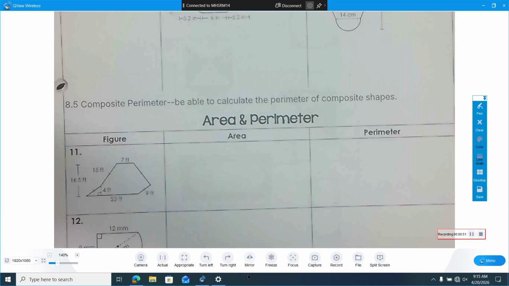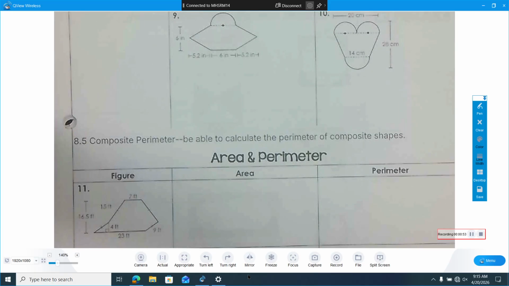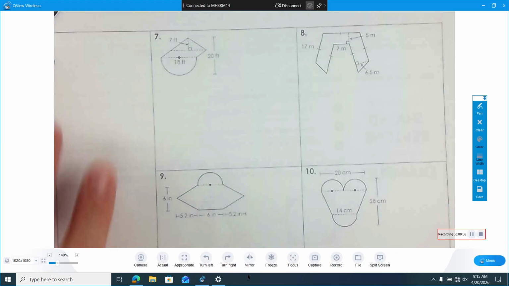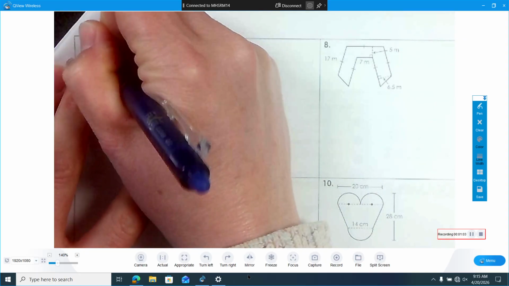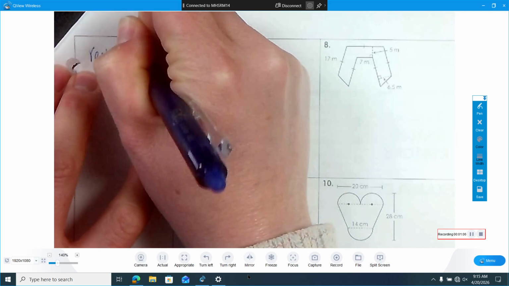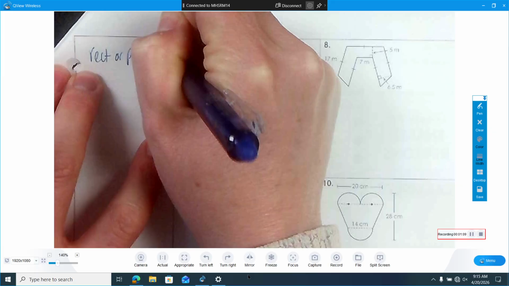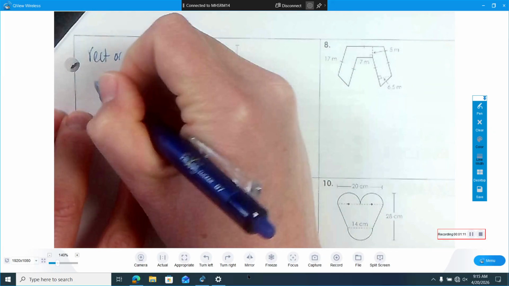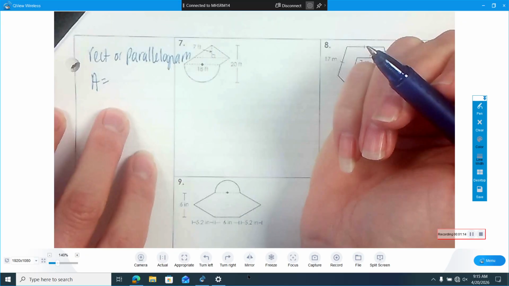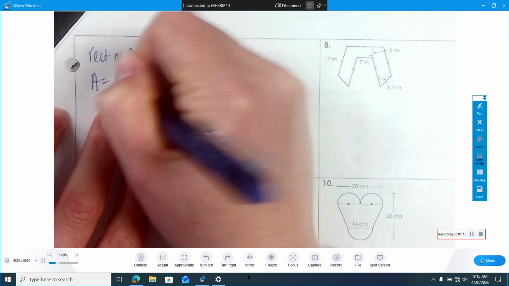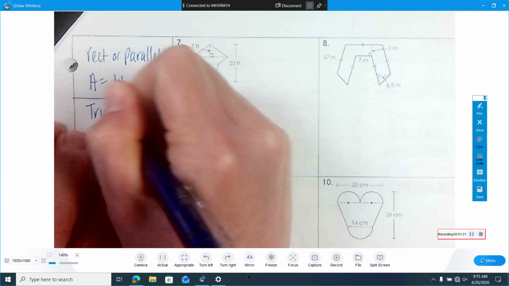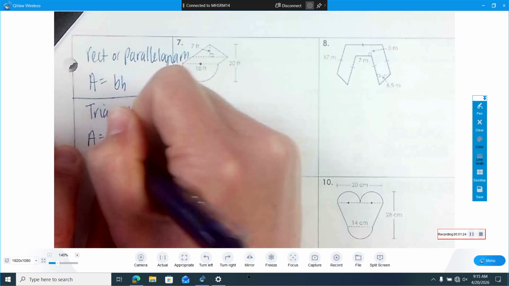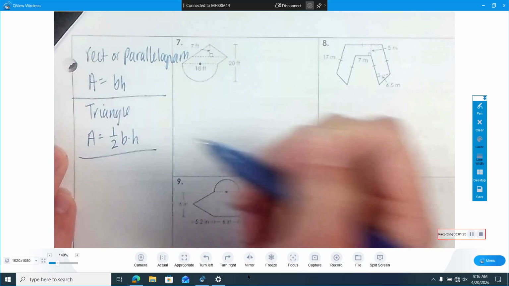So we have a bunch of formulas that we want to have in a handy spot, and I know they're all on the first page of your notes, but it's really just a good idea to have them and also just to remember them, to write them down. So the area of a rectangle or parallelogram, the formula for area is what? Base times height. Very simple. What about area of a triangle? Yeah, the area is 1/2 base times height.